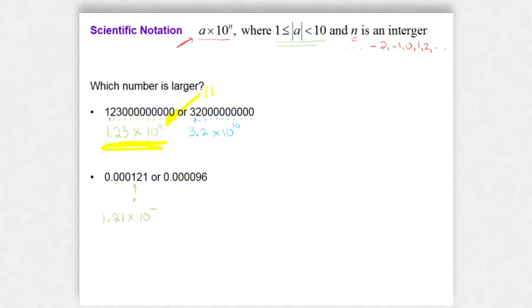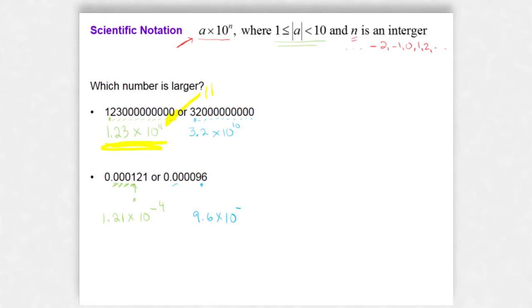Negative what? I have to count: 0, 1, 2. So I got 1, 0, 2, 0, 3 zeros, and then the 1. 10 to the negative 4. Let's look at the second number. The second number, I'm going to again place my decimal point where? Between what two numbers? 9 and 6. So I would have 9.6 times 10 to the negative.